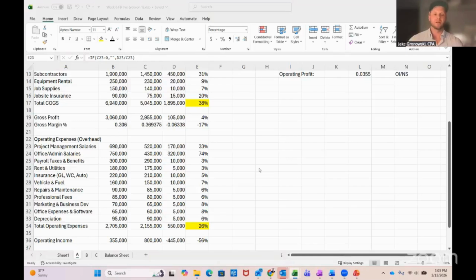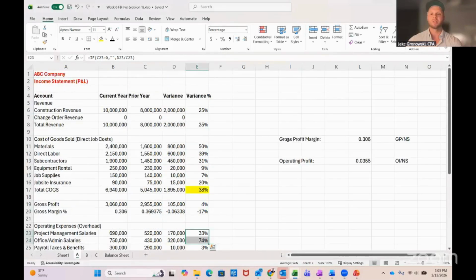So some good P&L ratios are going to be your gross profit margin up here, which is gross profit divided by net sales. So 30% is pretty decent. So gross profit divided by net sales. So gross profit down here, just over $3 million, divided by net sales, which in this case, there's no sales allowances and returns, so it will be your net revenue right here. So that's how we got the 30%.